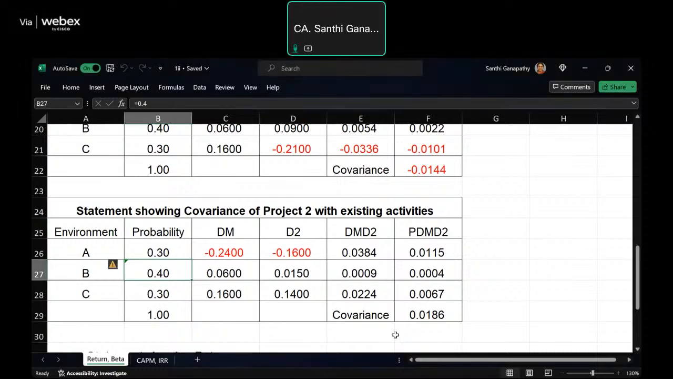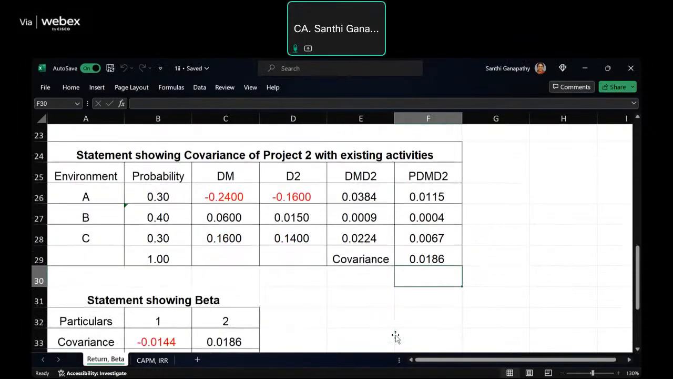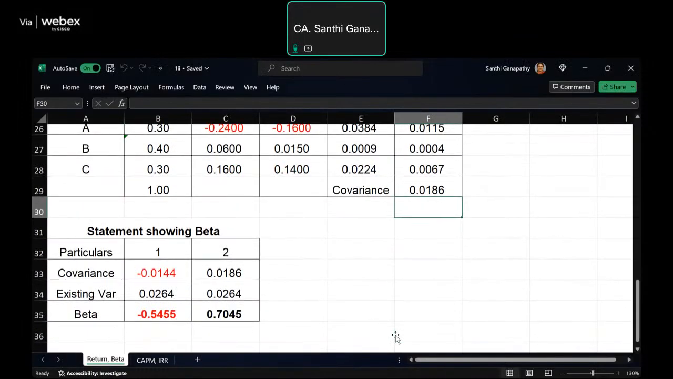Now once this is done, beta. Beta is found as covariance between project 1 and existing activities and variance of existing activities.